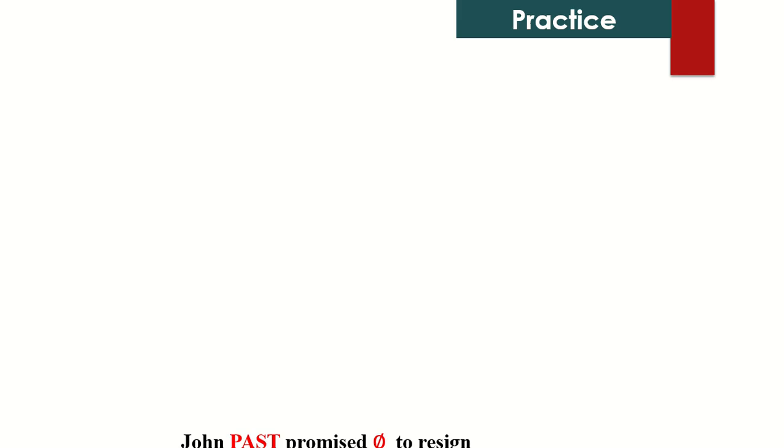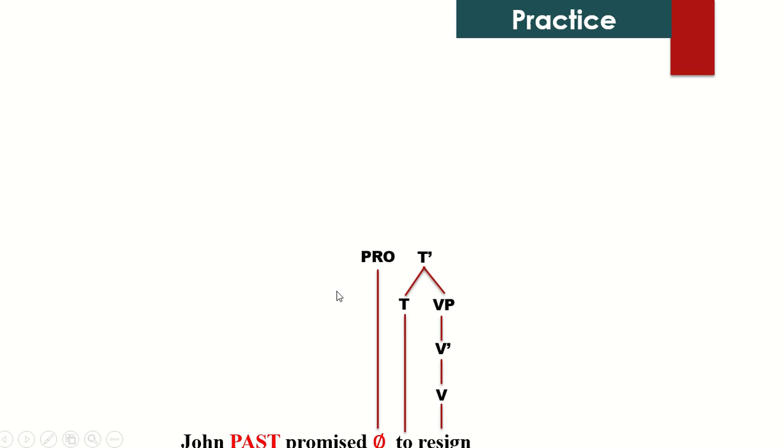Another example is John promised to resign. Who is resigning? It's John. It's John promised John to resign. As usual, this is an empty subject, so we need to present it. We cannot leave the T bar stranded. So resign, V bar, VP. The tense here is the infinitive, T, VP, T bar. Of course, we cannot leave T bar like this. We need a pro, an empty subject, pro, T bar, TP.